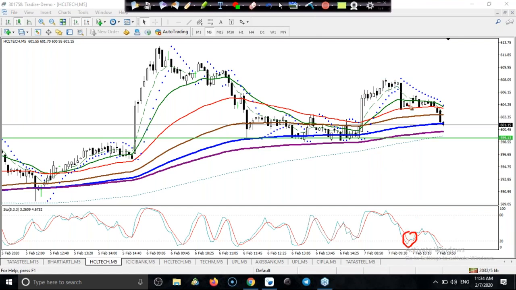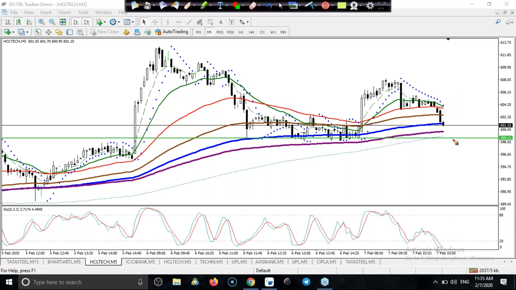But remember, the parabolic chart is still forming upside. It is telling us they are ready to go to the downside. This is not a buy signal. This is called a false signal. Does that make sense? All right, so that is why I'm using the parabolic chart.